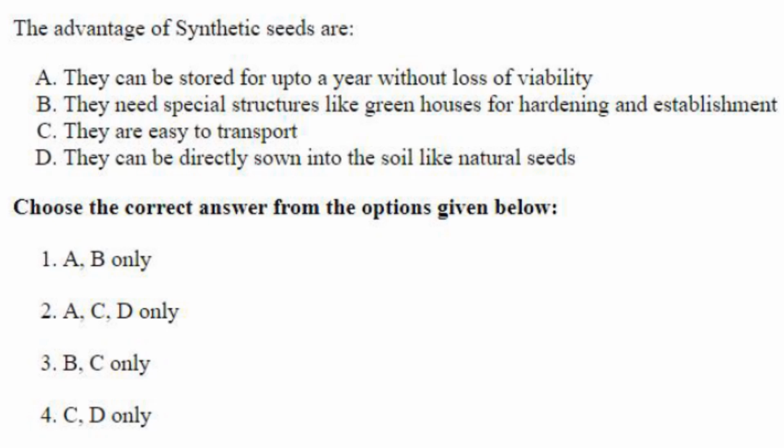They can be stored for up to a year without loss of viability. That is correct. They need special structures like greenhouses for hardening and establishment. Need not. They are easy to transport. That is also correct. They can be directly sown into soil like natural seeds. That is also correct. So A, C, D is the answer. Answer is option 2.